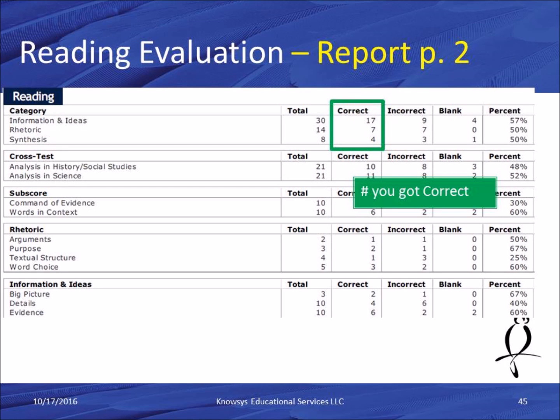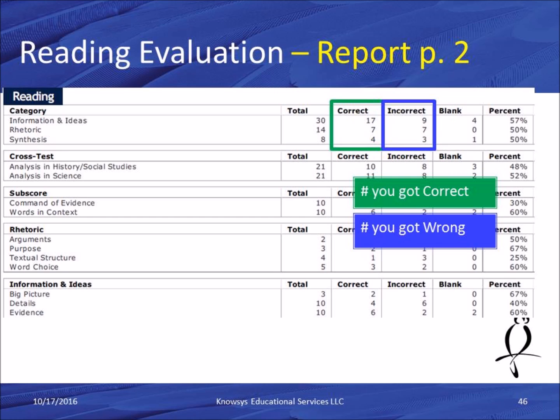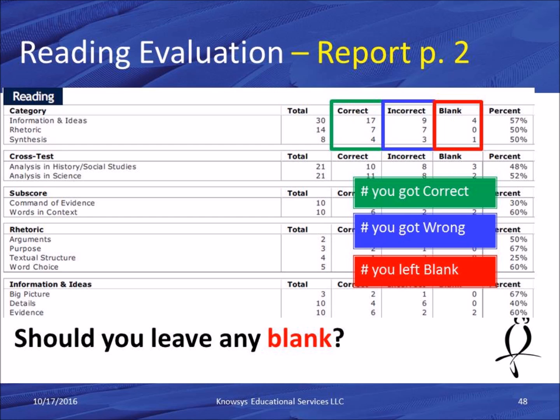The next column is correct. So this is the number of questions within that category or subcategory that you got correct. After that, you see how many you missed within that category or subcategory. Then you see the number that you left blank. And should you leave any blank? Should there be anything in that column besides zeros? Hopefully you answered with an emphatic no. There's no wrong answer penalty. You should always mark some answer so that maybe you get it right.